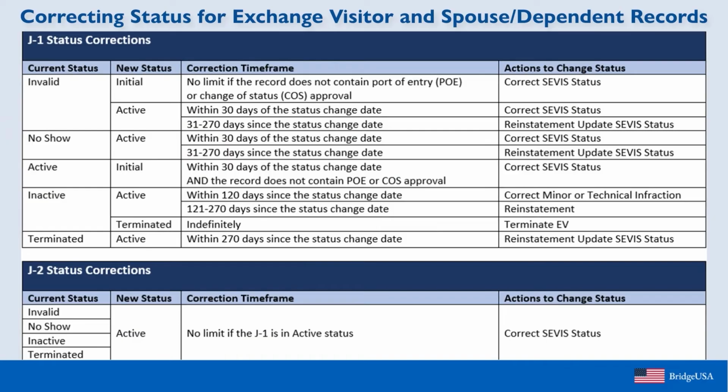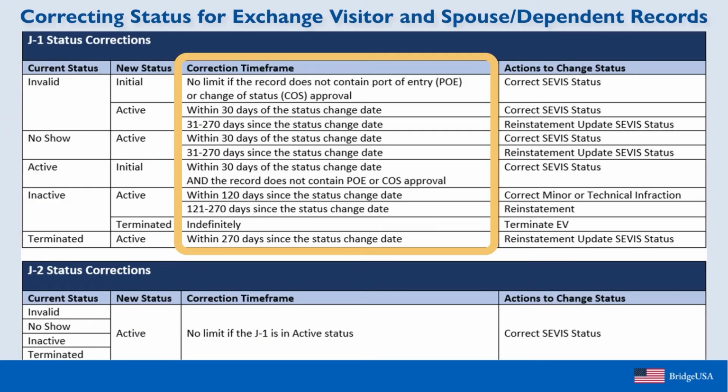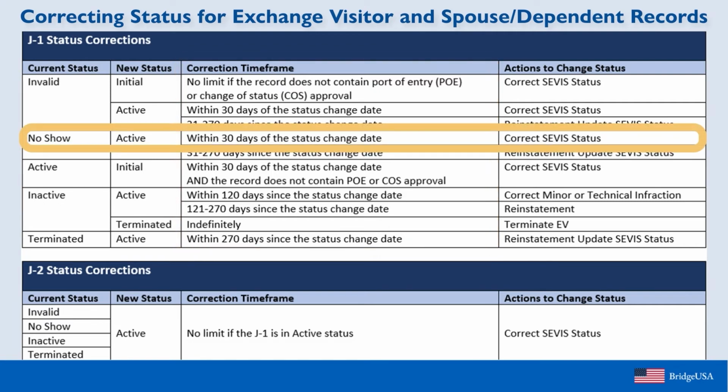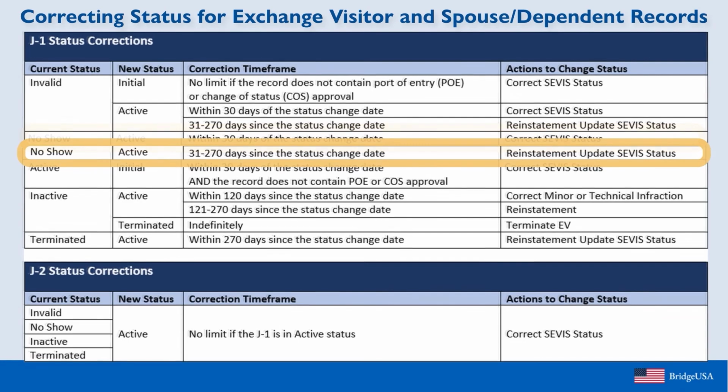If the exchange visitor's status is incorrect, you have a limited time frame to correct it before a reinstatement is required. For example, if the exchange visitor's status has changed to no-show, but they have begun participating in their program, and it is less than 30 days since the status changed to no-show, you can use the correct SEVIS status action to change their status to active. After 30 days, you would need to use the reinstatement update SEVIS status function and pay the non-refundable fee.